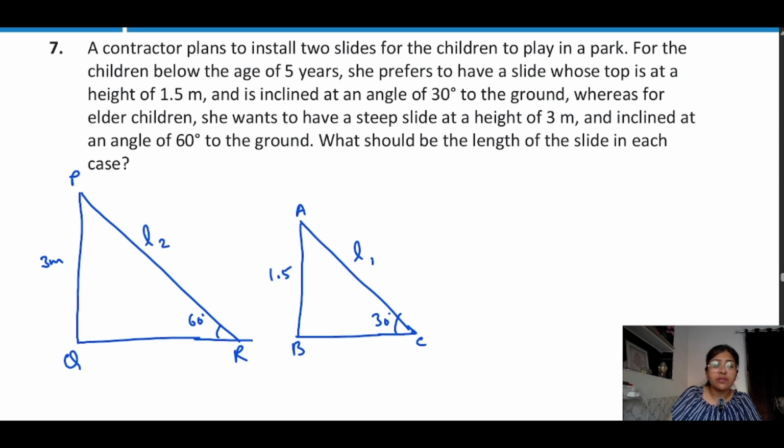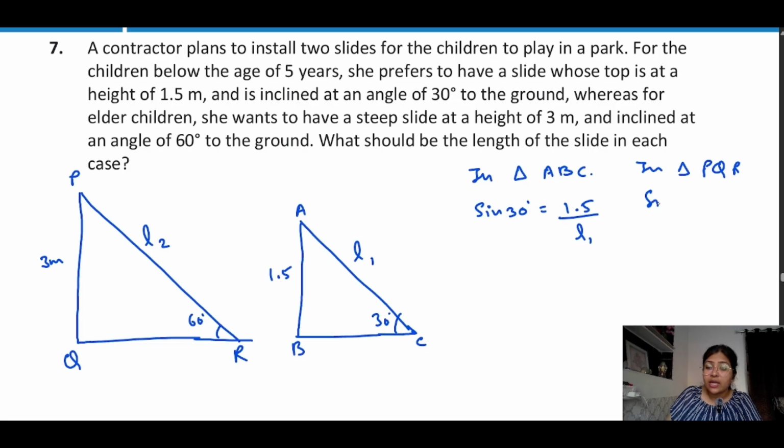So in both the triangles, we are going to apply the ratio. In triangle ABC, which ratio? Sine 30. Very good. Sine 30 is equals to 1.5 over L1. In triangle PQR, sine 60 is equals to 3 by L2. We need to find out L1. The value of sine 30 is half. Half is equals to 1.5 over L1. So L1 is equals to 3 meter.